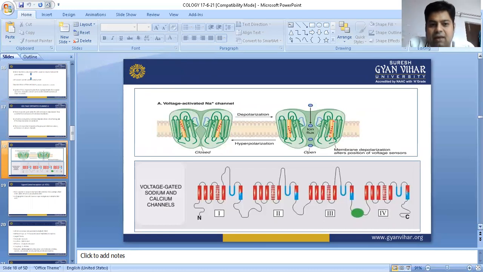Now we can see in this diagram the voltage activated sodium channel. When ions influx into the cell, the channel becomes depolarized, and after depolarization of the cell membrane, it alters the position of the voltage sensor in the cell. After some time, in the case of hyperpolarization, the channel is closed, and the voltage sensors return to the closed position.